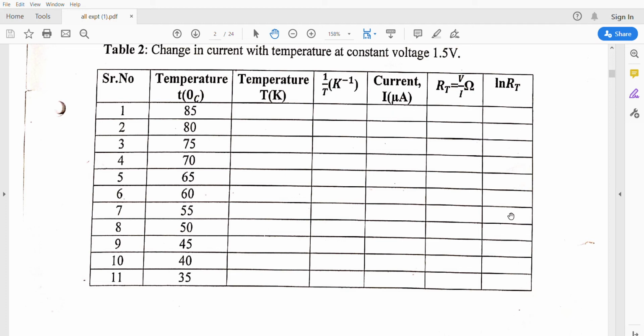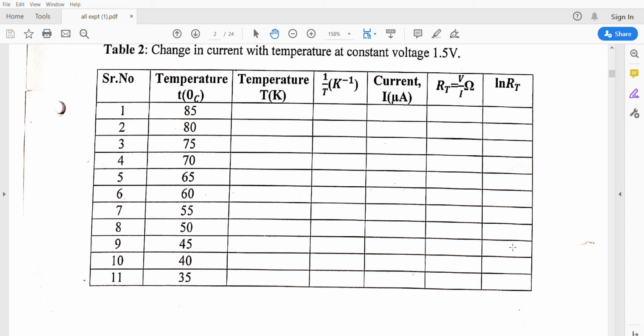So if you get the ln RT, again the same process, we need to draw the graph for this voltage, 1.5 volts. So by using this fourth column, ln RT on x-axis and 1 by T on y-axis, then we will get a straight line. We know that as the temperature changes, the resistance also changes for the semiconductor. So by using that graph, we will get a straight line. That straight line represents the changes in the resistance and temperature.